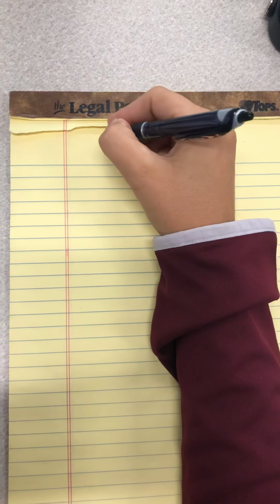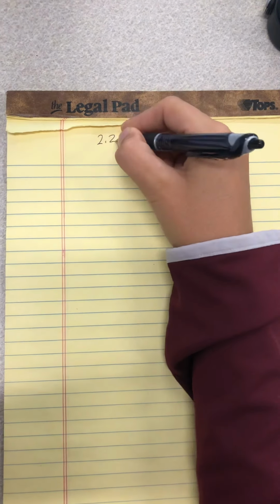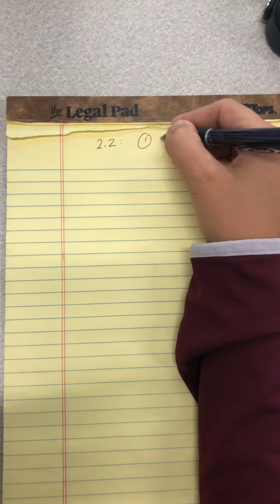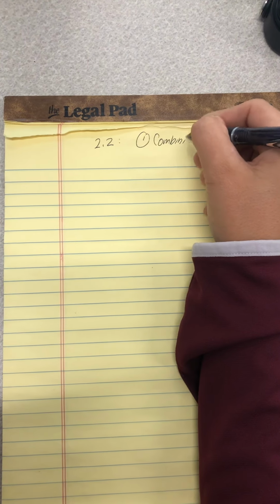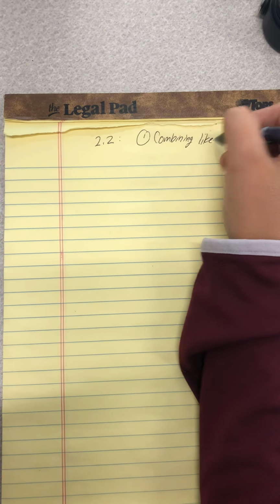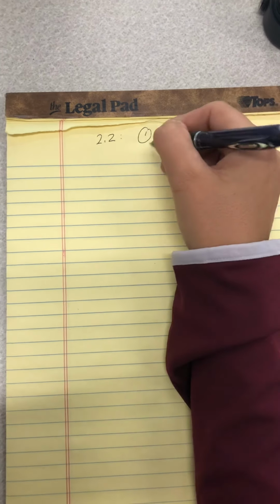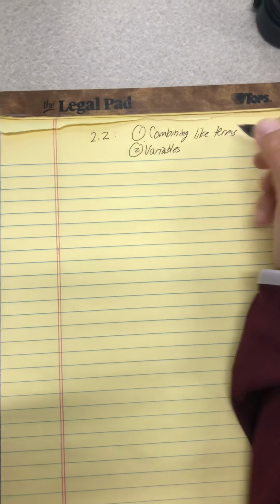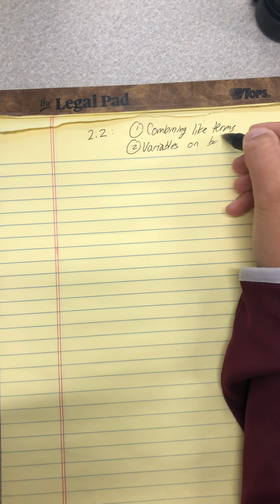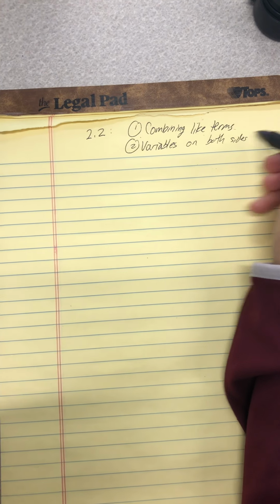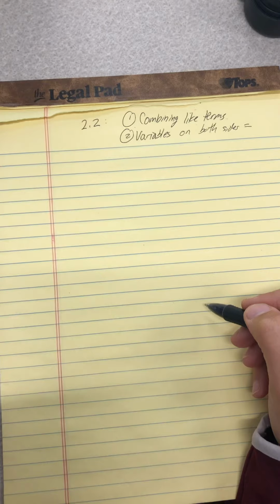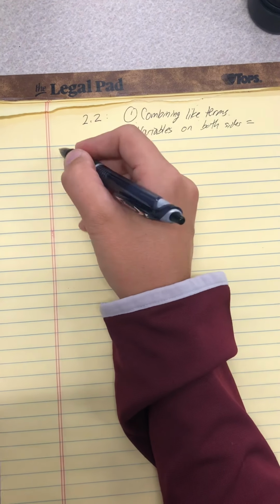All right, so we are still on 2.2, and there are two topics we're going to talk about today. The first one is combining like terms, which we've talked about before, and the second one is what to do when we have variables on both sides. And when I say both sides, I'm talking about the equal sign. Okay, so let's go ahead and start with combining like terms.